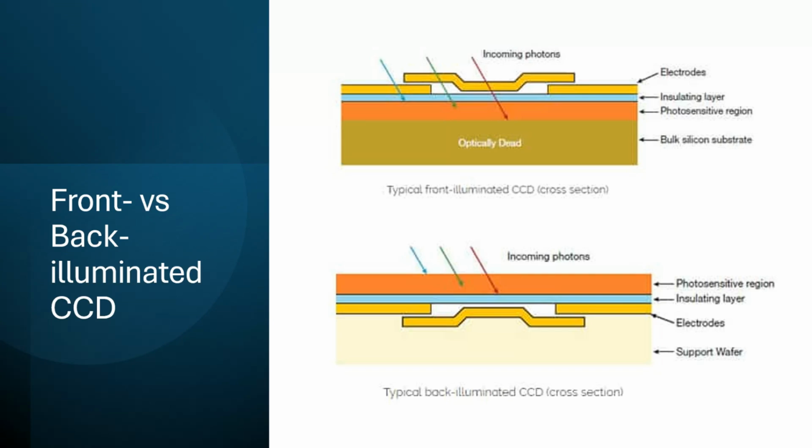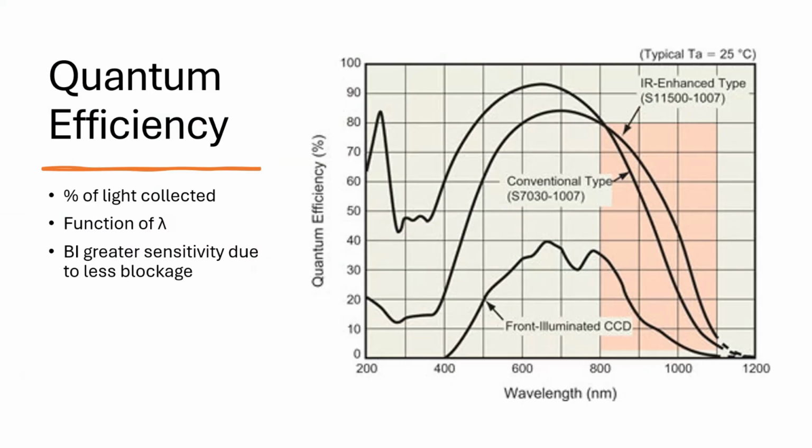Back illuminated were created in an attempt to improve something known as the quantum efficiency. Quantum efficiency is the percentage of light collected as compared to the amount of light that hits the camera. So let's say if we look at these curves, let's take this curve right here, this big one.